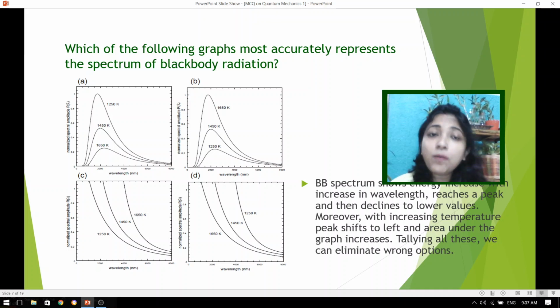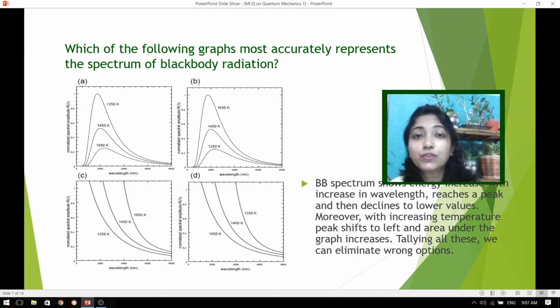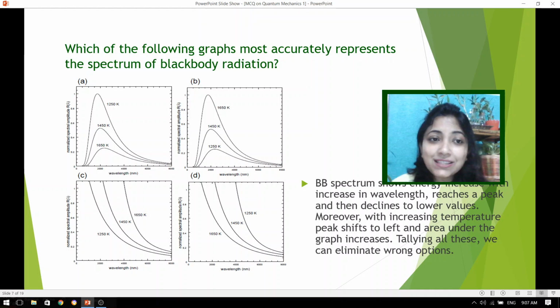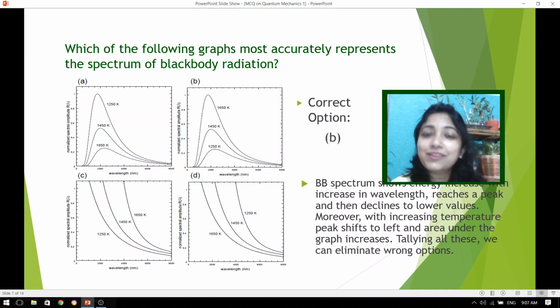We also know that with the increase in temperature, the peak of this energy graph should shift to the left, and also the area under the graph should increase with the increase in temperature of the black body. Which means option A, which is showing that the maximum energy has been reached with the minimum temperature 1215 Kelvin, cannot be the right answer. That gives us our correct option, which is option number B.